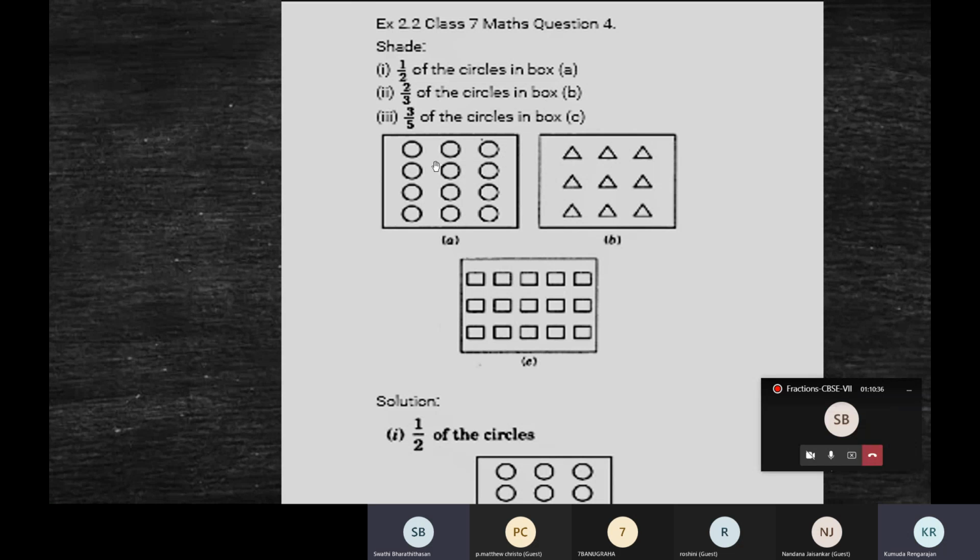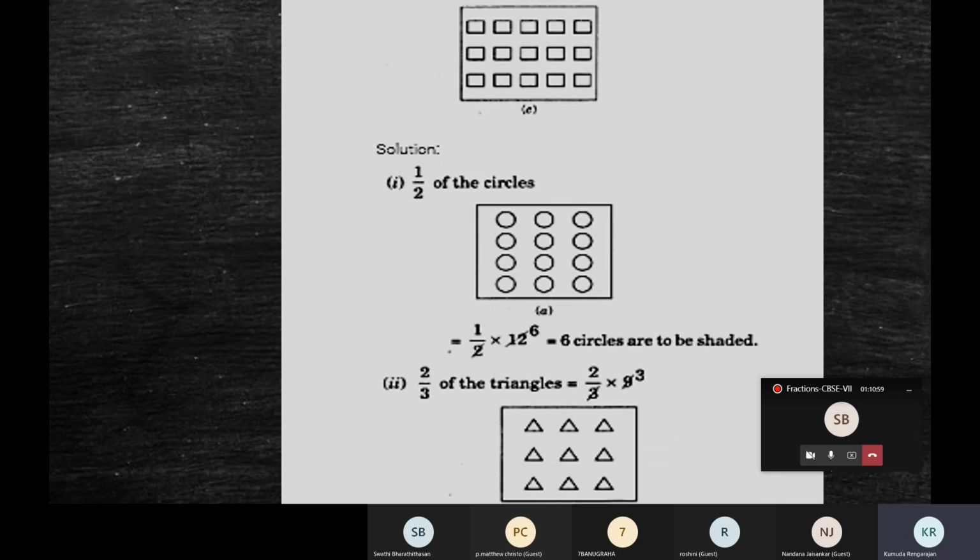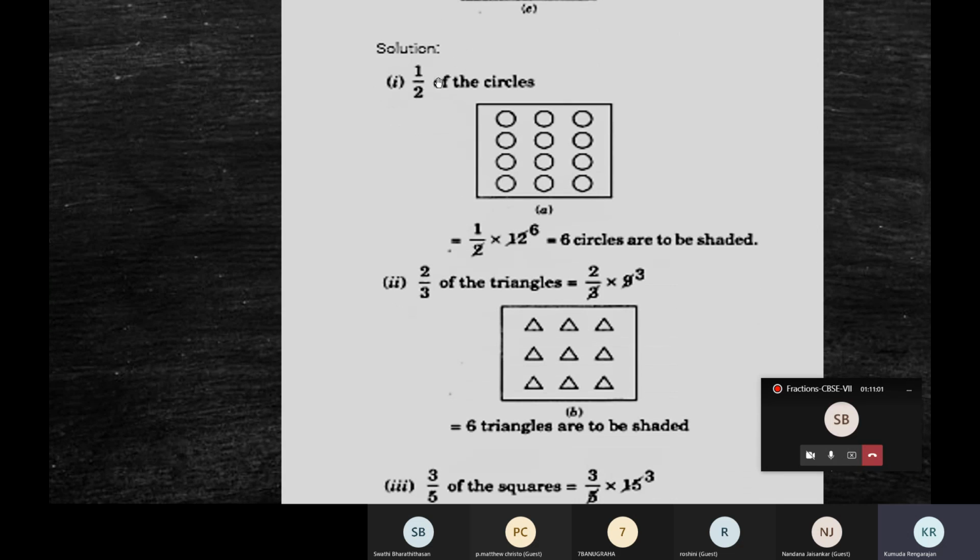Yeah, but the presentation will be like this. You should go back to the question here. Half meaning 1 by 2. Of meaning into. Of the circles, how many circles? 12. So you must work it like this. Half into 12. And when you simplify half into 12, you'll get 6. So 6 circles. Like this, you should derive the answer. Of meaning multiplication. Half of means multiplication.